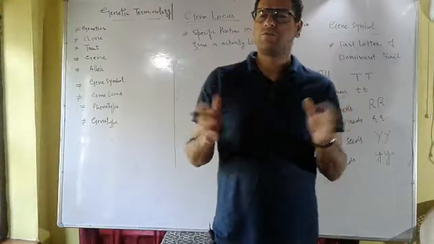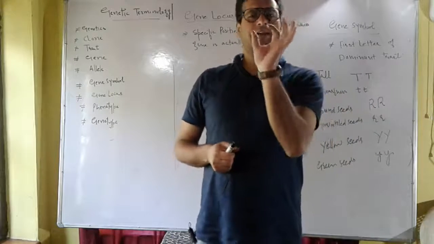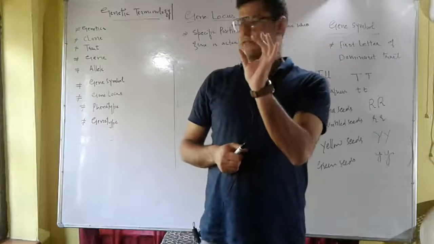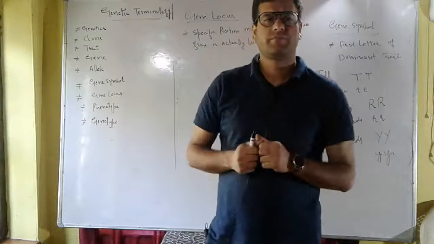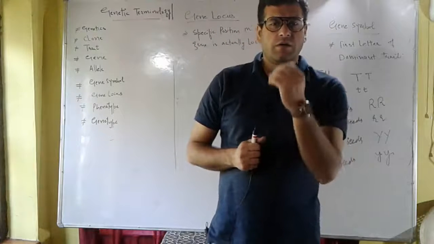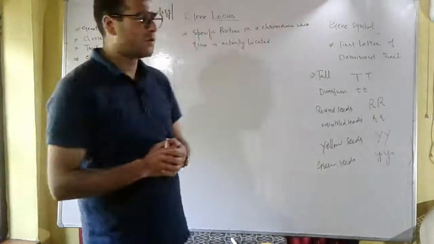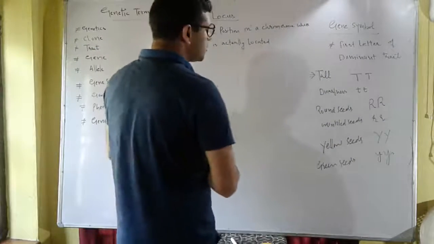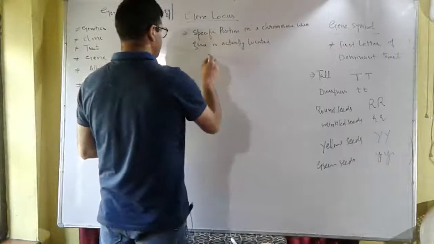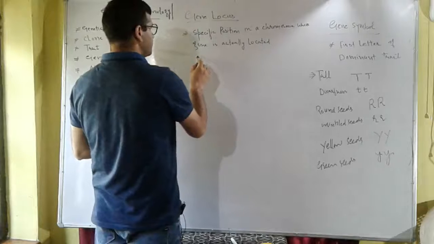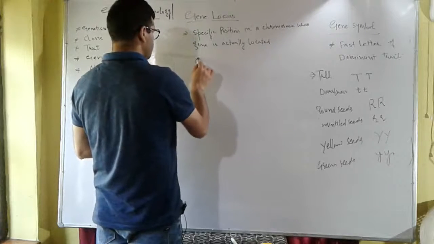We have a chromosome. This chromosome is made up of DNA, but on this DNA there is a specific segment where the gene actually resides. So what is gene locus? It is a specific position, a specific location on the chromosome where the gene is located. For example, this is a chromosome.